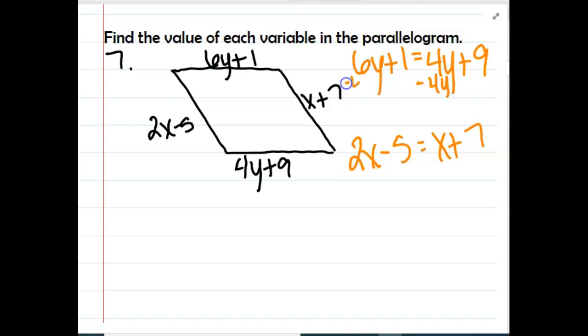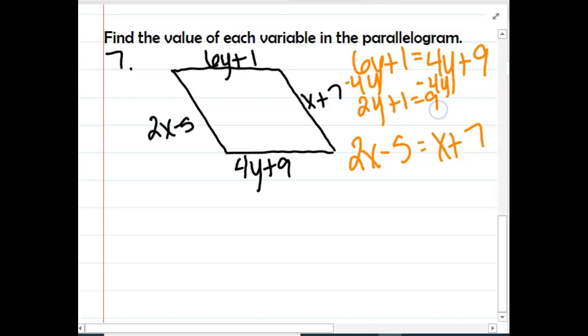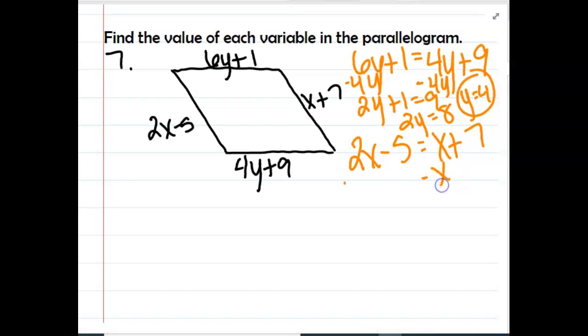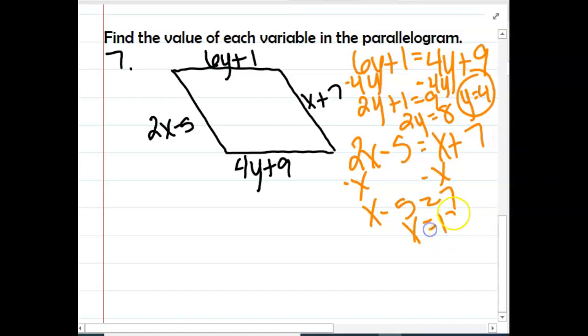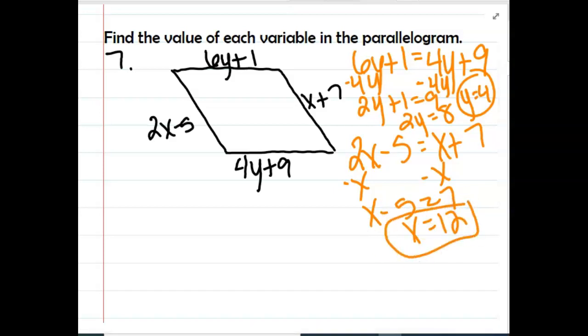Subtract 4y. We have 2y plus 1 equals 9. Subtract 1, we'd have 2y equals 8, which means y equals 4. And the second equation, it just has x's. So we can subtract x from both sides. So we'd have x minus 5 equals 7, which means x equals 12. So may not have to use systems of equations for all of them.